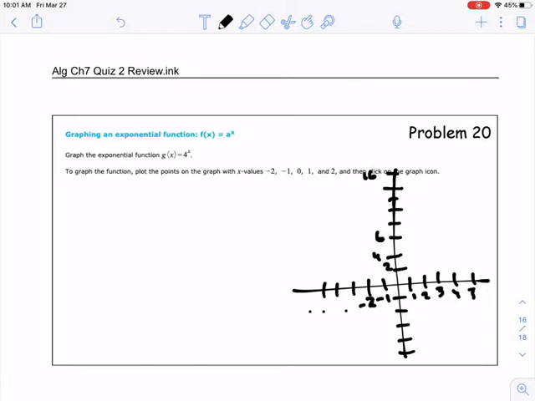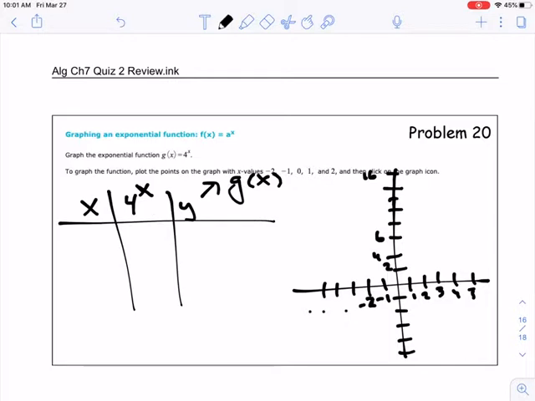All right, so graph the exponential function g of x equals 4 to the x power. All that means is we are going to make a table, all right? So we're going to have x, we're going to have 4 to the x, and then we're going to have y, which is the same thing as our g of x. And we're going to make this table because we got to plot these points and figure out what this looks like, all right?